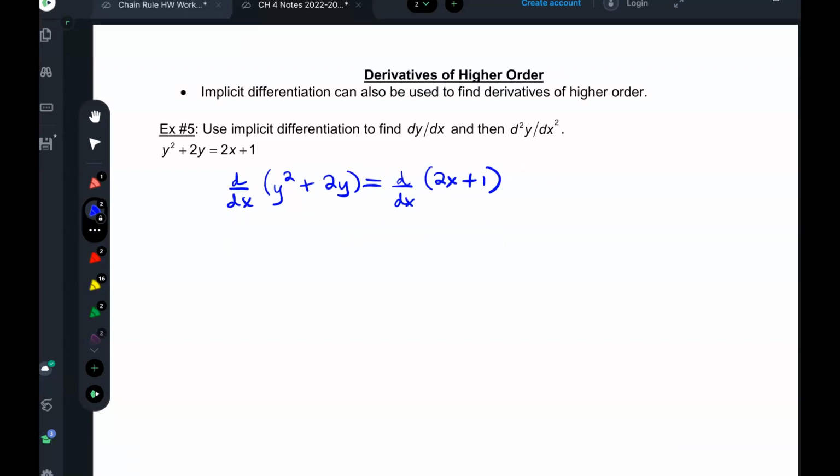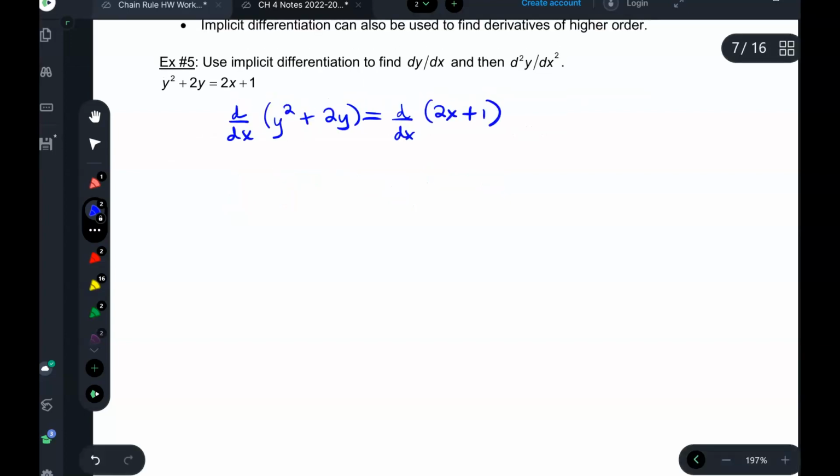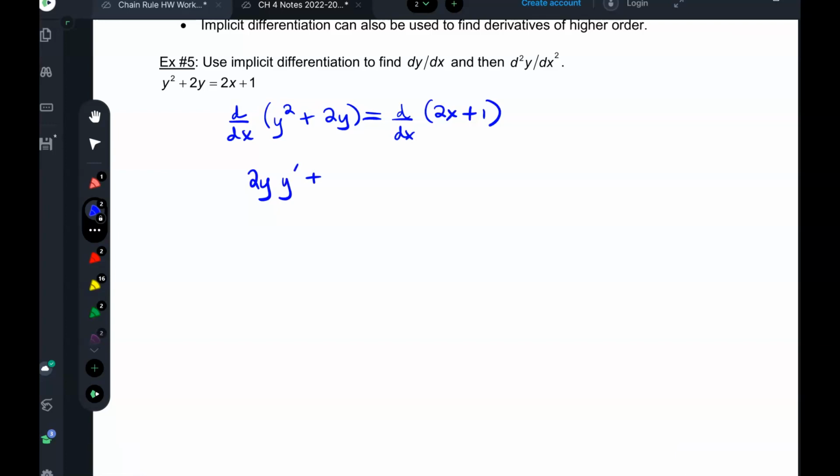Okay, how many y's do I have in my equation? 2. So once I do that derivative, I should have how many derivatives? 2. Good. It's not about the x anymore. What's the derivative of y squared? It's going to be 2y, y prime. What's the derivative of 2y? 2y prime.